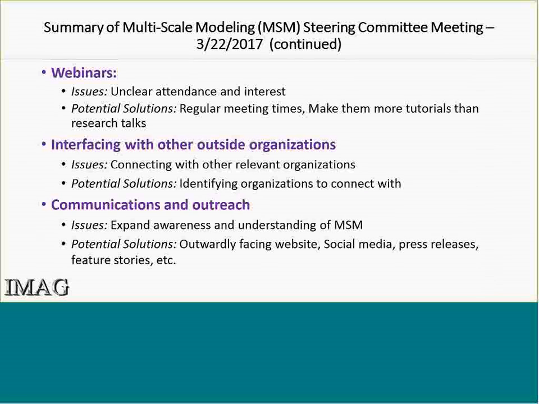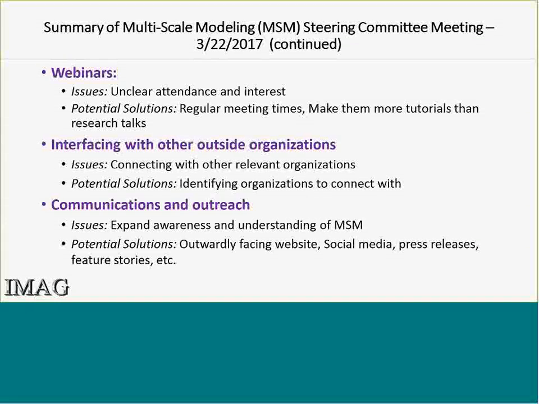Secondly, another suggestion that came up was whether these webinars should be more tutorials rather than scientific talks or research talks. So tutorials can generate a fair amount of interest, especially among trainees. And they can have longer lifetimes. So if you, say, give a tutorial on a particular type of modeling, like agent-based modeling or system dynamics modeling, that can generate perpetual interest, perpetual hits, or however you're measuring the interest. So that was a potential solution.